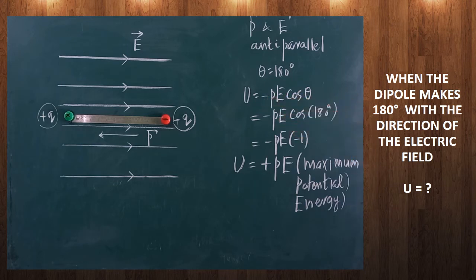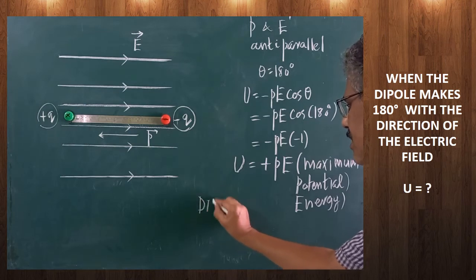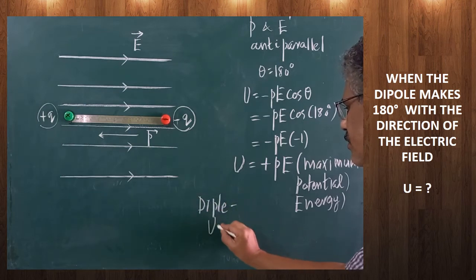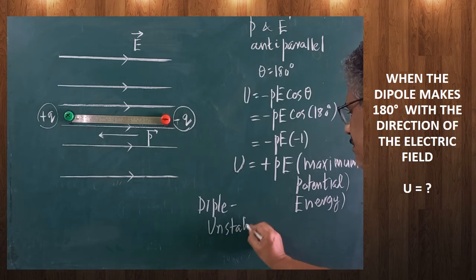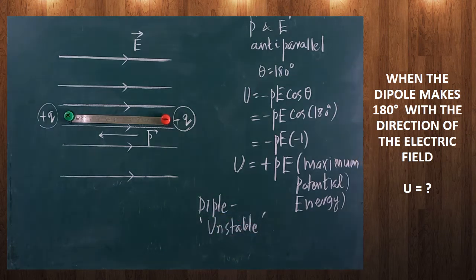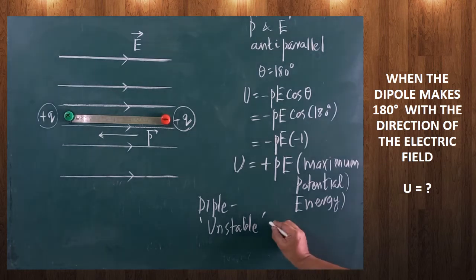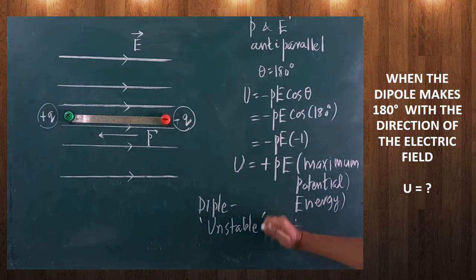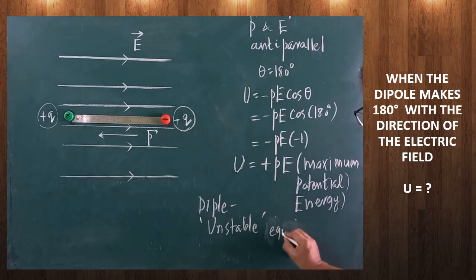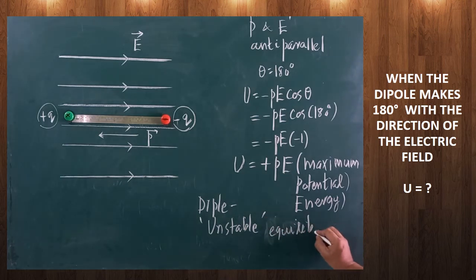In this particular position, the dipole will be in an unstable condition. The dipole will be in unstable equilibrium. Could you understand? So we have dealt with three cases. In all three cases, we have learned how to calculate the electrostatic potential energy. Are you clear? Unstable equilibrium must be written properly. In which equilibrium is the dipole? Unstable equilibrium. Understood?